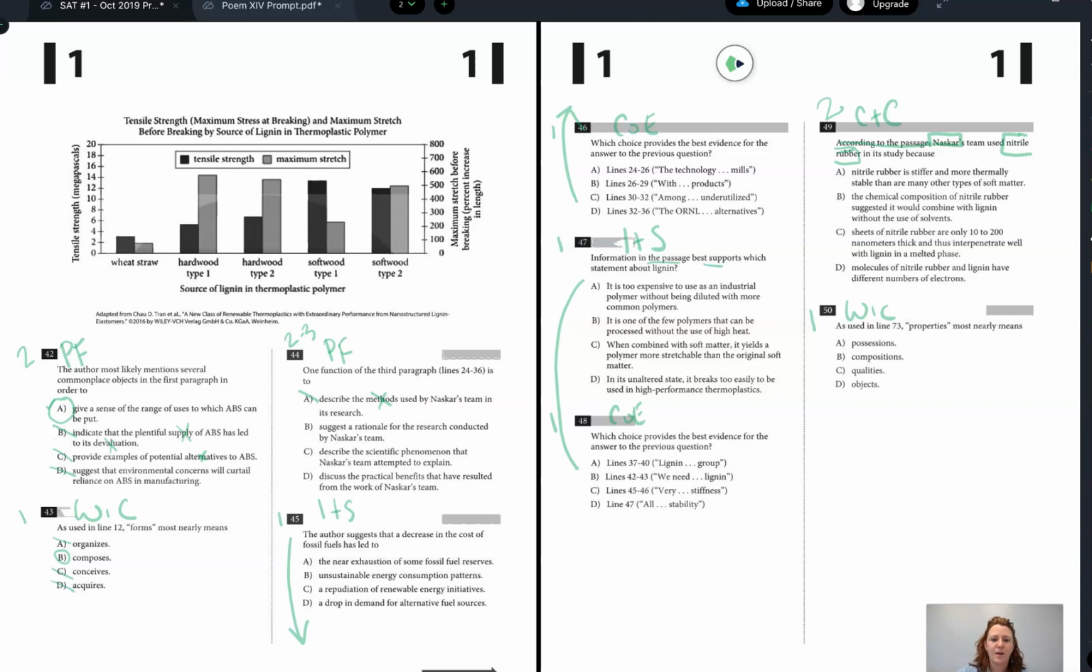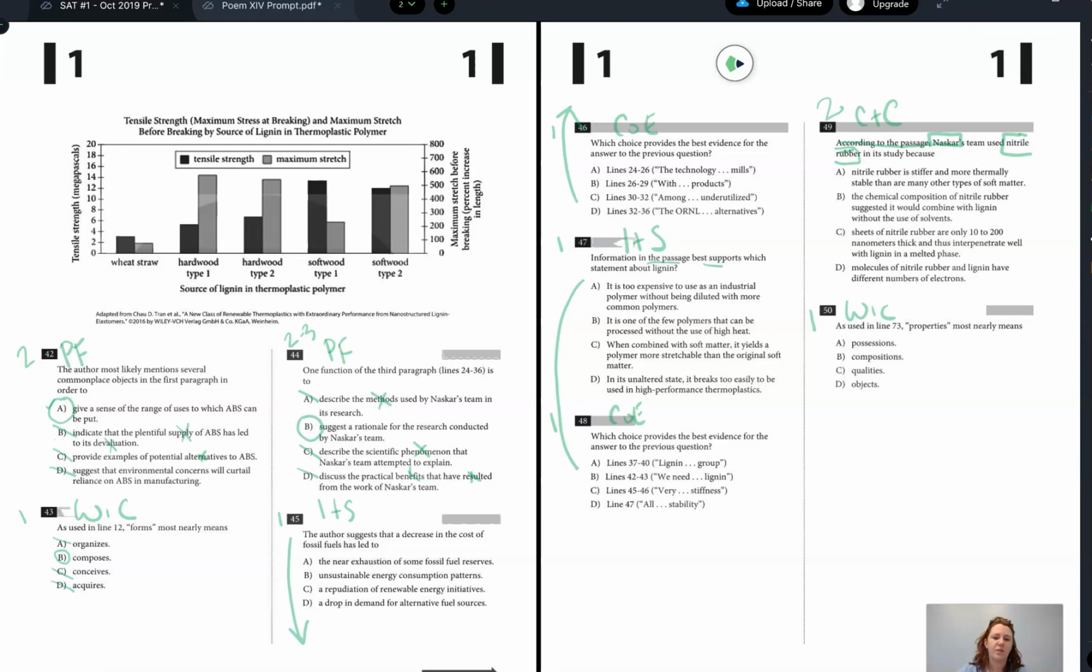Describe the scientific phenomenon that NASCAR's team attempted to explain. No, it's more of an economic phenomenon or a supply-demand type of phenomenon. So C is incorrect. Discuss the practical benefits that have resulted from the work of his team. We don't really see the results of his team's work yet. We're seeing kind of like why they're choosing to move to this product. So I'm not seeing the benefits, and it's not a result. So I'm going to get rid of D. So even though B doesn't talk a whole lot about any of the key phrases, this rationale goes with our idea of like, why are we doing this? And so because this kind of tells us the why, B is the correct answer.